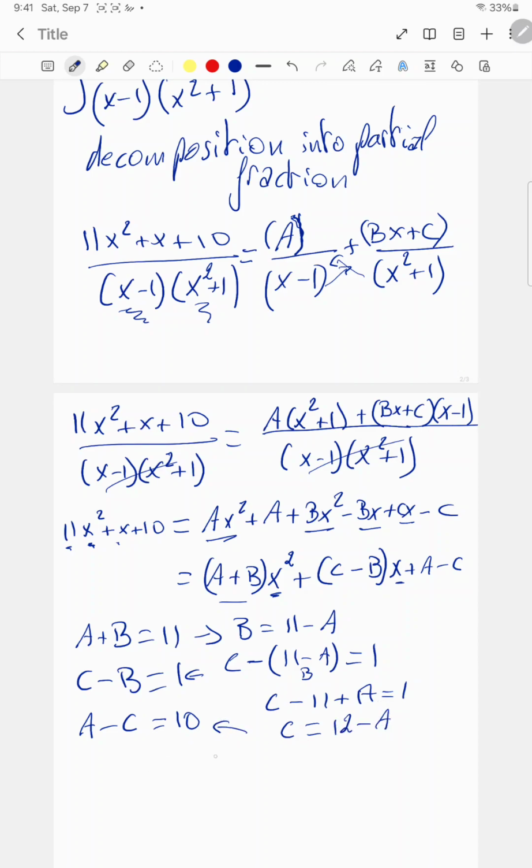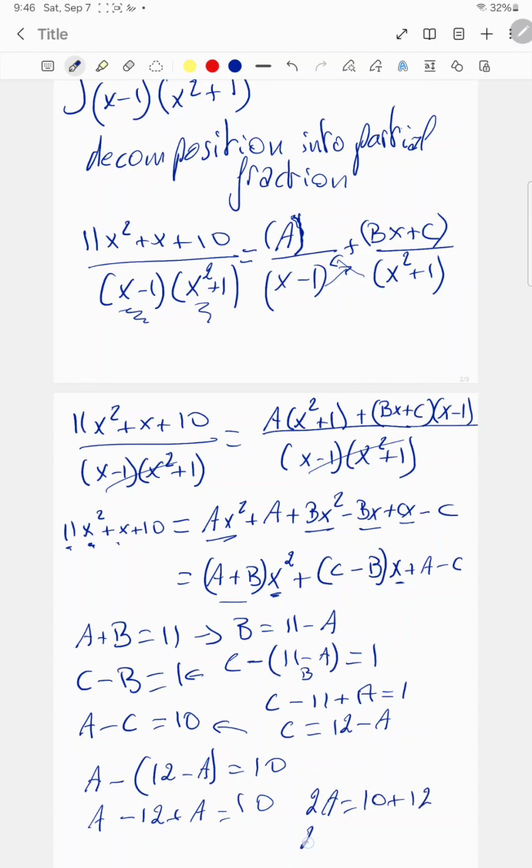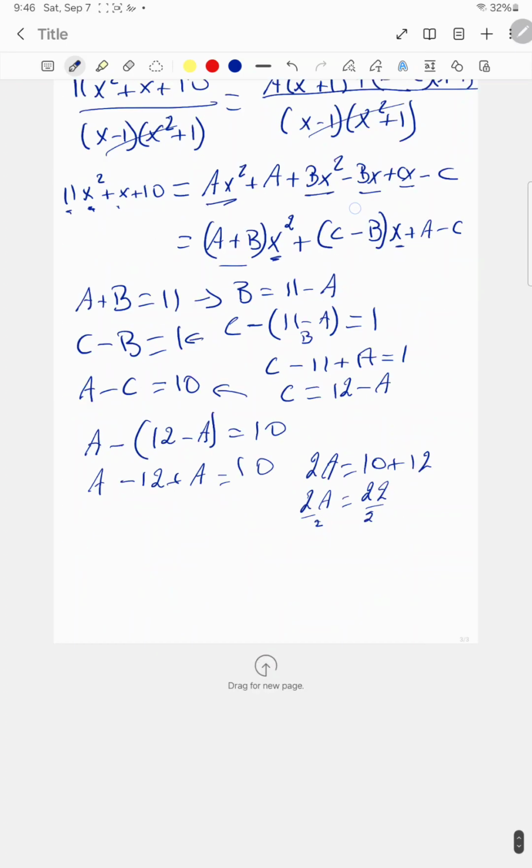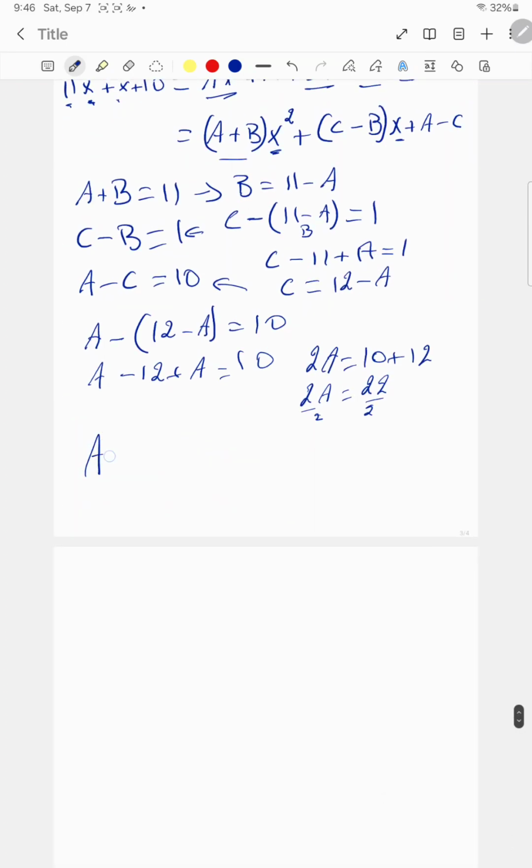If I replace c by its value here, I would have a minus 12 minus a equal to 10. So I would have a minus 12 plus a equal to 10. Here I can say 2a equals 10 plus 12. So 2a is equal to 22. I divide here by 2, and I divide here by 2. So my a is equal to 11.